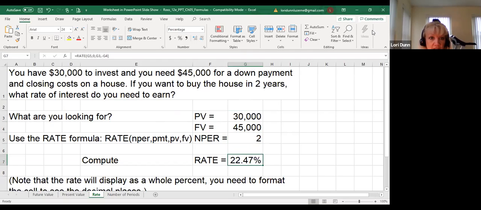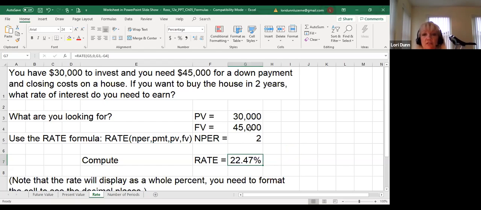So when we do our calculation here, we'll put equal rate because it's our formula, reference the cell that the number of periods is in, G5. The next would be zero. Notice we put comma, zero, comma. Then comma, G3 to reference the present value cell, and then negative G4 to reference the future value. So whatever values are in those cells will be used to calculate the rate. In this case, it would be 22.47.